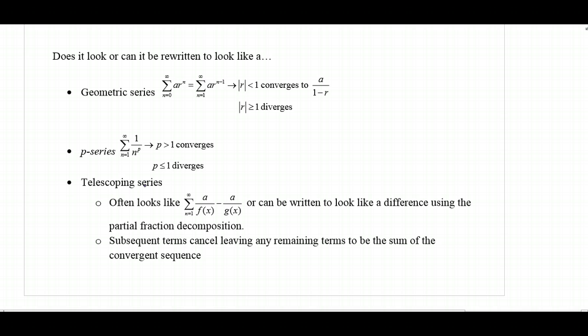And if that's true, then we can apply the p-series test. Or does it look like a telescoping series? So telescoping series often look like the sum of the difference of two different functions, where you are likely to see the same number over one function minus the same number over a different function. Or can it be rewritten to look like a difference using partial fraction decomposition? And if it is a telescoping series, then subsequent terms are going to cancel, leaving any remaining terms to be the sum of the convergent sequence.